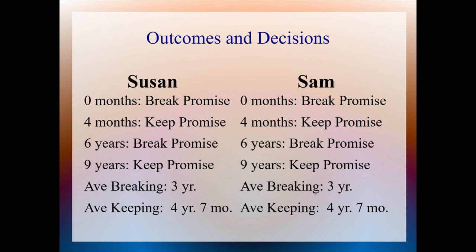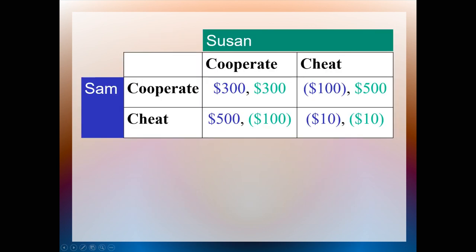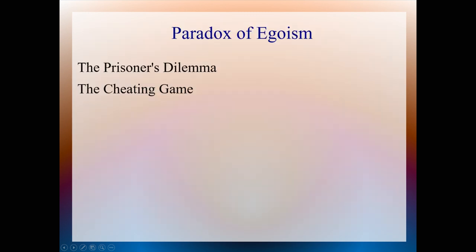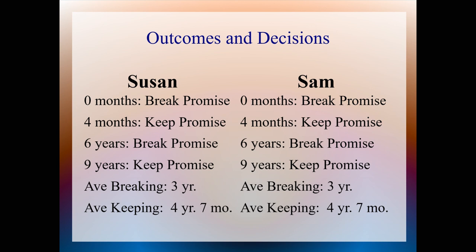But they can't do that, because the best outcome for them would be to break their promise, and the worst outcome for them would be to keep their promise. So in trying to get what's best for them, they actually get the third best option rather than the second best option. So that's the outcomes and decisions for the prisoner's dilemma.